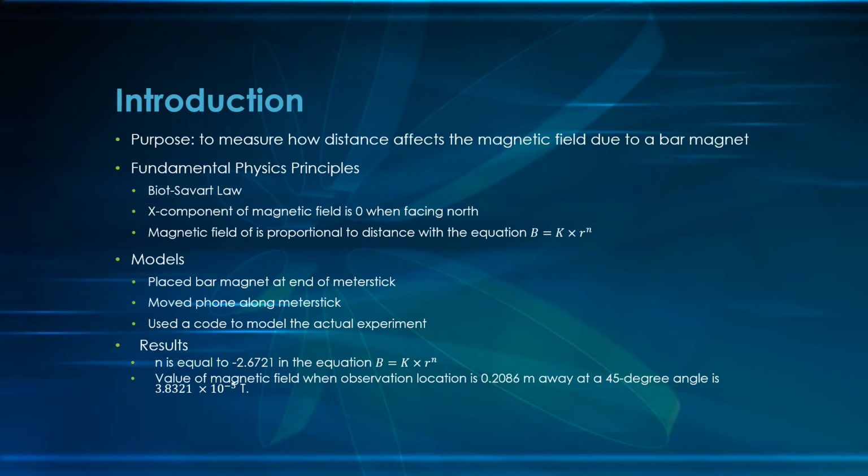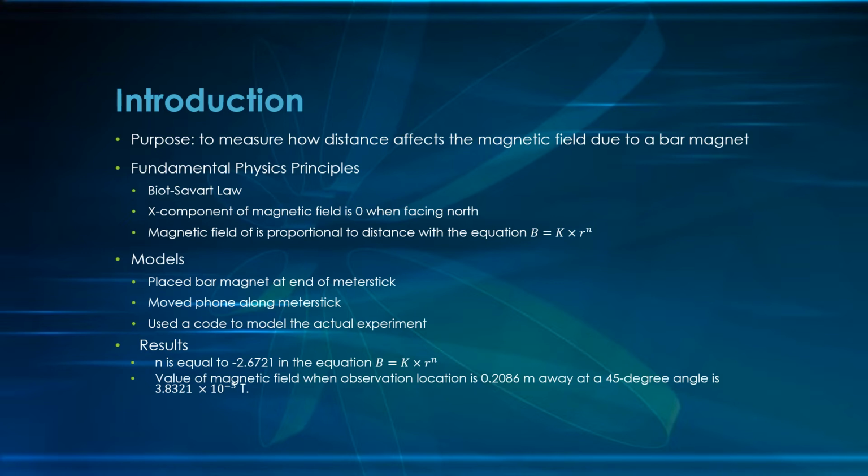The purpose of this experiment was to measure how the distance affects the magnetic field due to a bar magnet. The fundamental physics principles were the Biot-Savart law, the fact that the x component of the magnetic field is 0 when facing north, and that the magnetic field is proportional to the distance with the equation B is equal to k times r to the power of n.